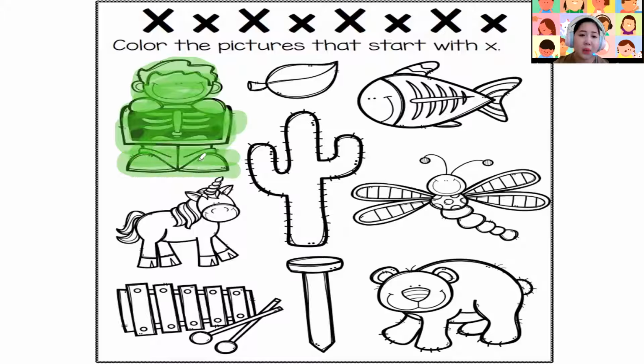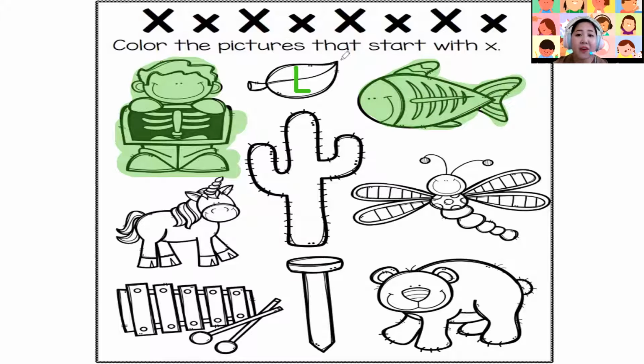Here is our X-ray. Now we have the leaf. Leaf. Does leaf begin with the letter X? No, it does not. It begins with the letter L. Here, this is a fish, and this fish is called an X-ray fish. X-ray fish, does it have the letter X in the beginning? Yes, it does. So we should color this fish also.